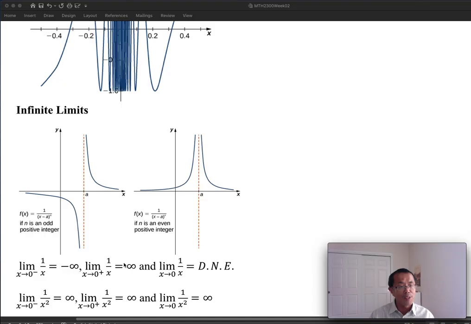Another case might be confusing for beginners. It is a similar function: 1 over x squared. But for 1 over x squared, you may want to keep in mind it is always positive. So as x approaches 0 from the left, this part of the graph, if you move the y-axis to match the dotted line here exactly, as you can tell, the graph keeps going up. As x approaches 0 from the right, the graph still keeps going up.